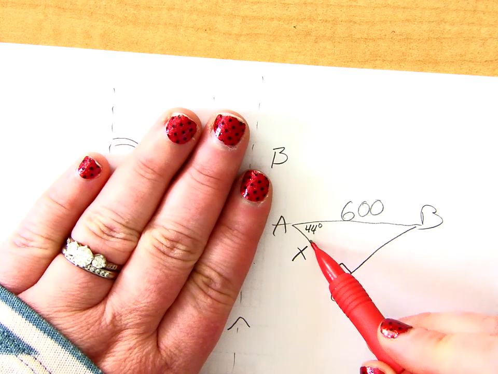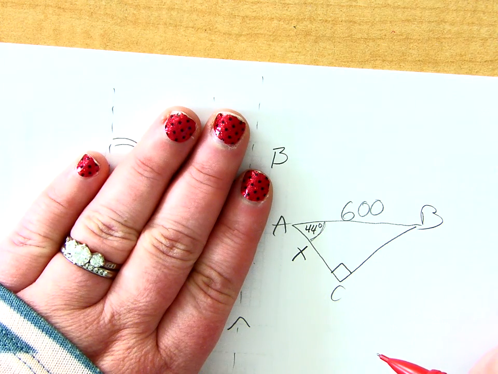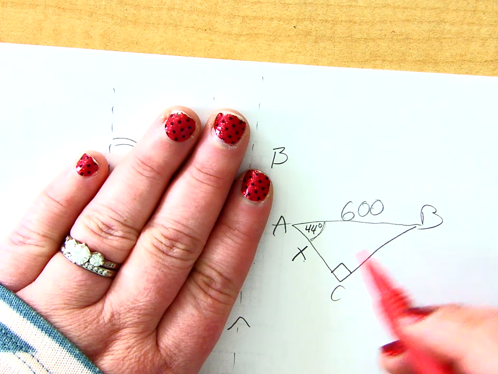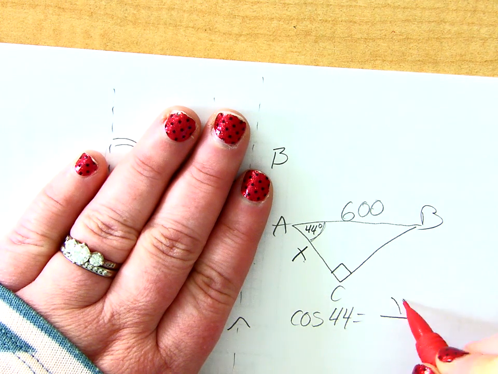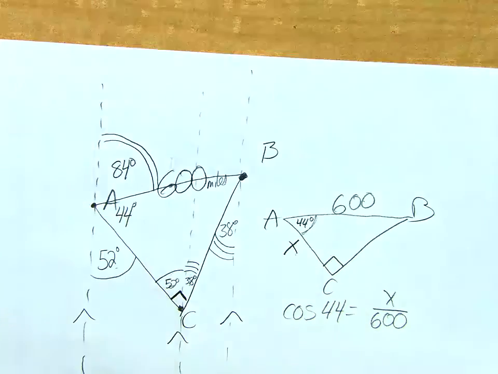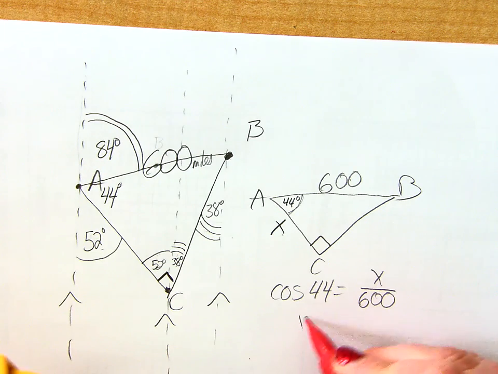Exactly. I'm going to use sine. I have this angle. Oh, no, it's not sine. Sorry, just kidding. Nope. Yes, because I have adjacent and hypotenuse. So I'm going to do cosine of 44 equals adjacent x over hypotenuse 600. And now I can solve for x. So cosine 44 times 600 is 431.6.